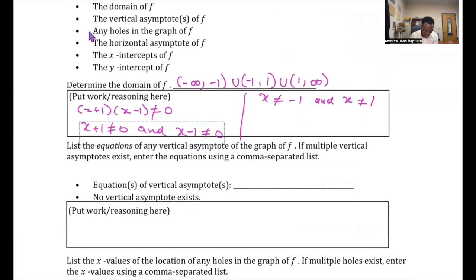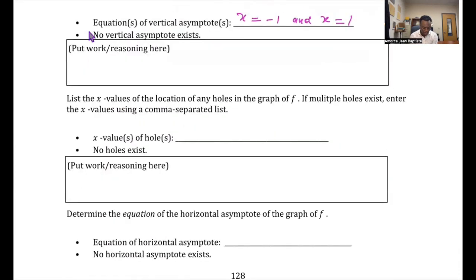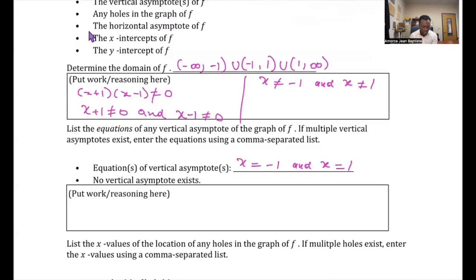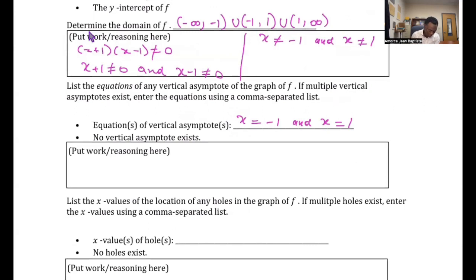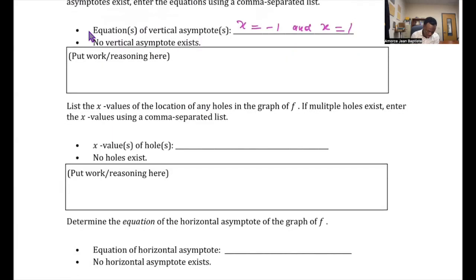And then the equations of your vertical asymptote will be pretty much the same equations you had from the domain, but it's not going to be not equal. It's going to be x equals -1 and x equals +1. These are the equations of your vertical asymptote. Now, did we simplify any factor? No, we did not. So we have no holes.